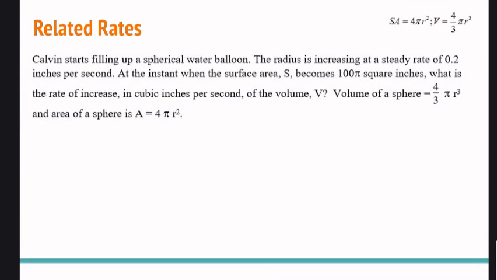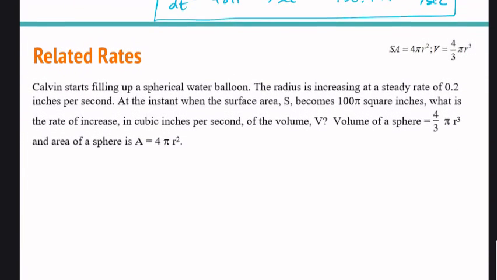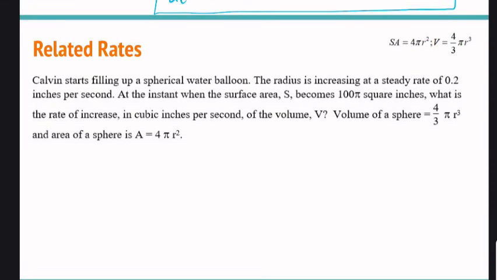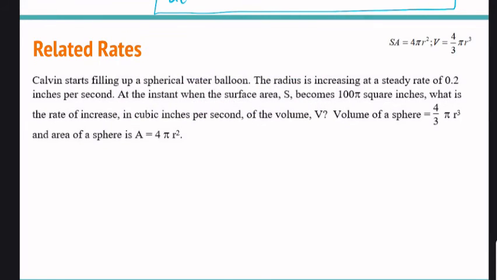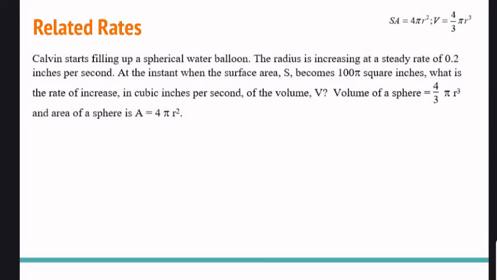All right, last one. You guys see if you can do this one on your own. Pause the video, see how far you can go on your own, and then play the video and see if you can get it from watching it. So Calvin starts filling up a spherical water balloon. The radius is increasing at a steady rate of 0.2 inches per second. So we know dr dt is going to be 0.2 inches per second.